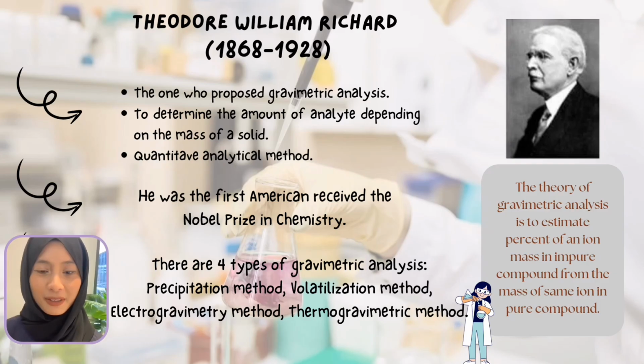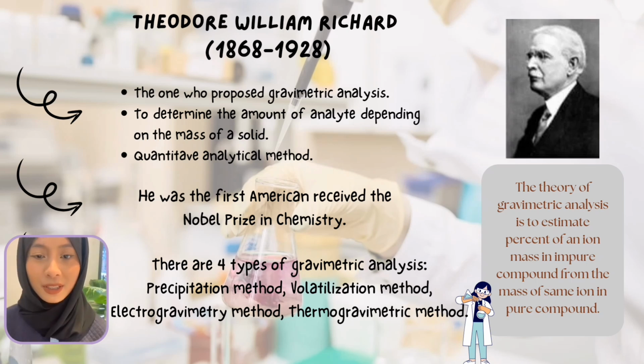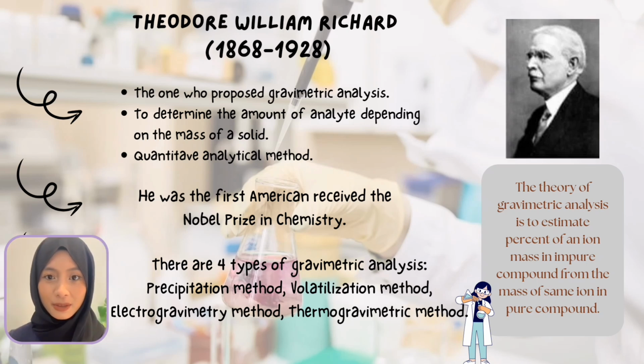My name is Wainul Najwa and I'm going to talk about the theory of gravimetric analysis. Theodore William Richards is the one who proposed gravimetric analysis, which is to determine the amount of analyte depending on the mass of a solid, and it is a quantitative analytical method. Theodore William Richards was the first American to receive the Nobel Prize in Chemistry.